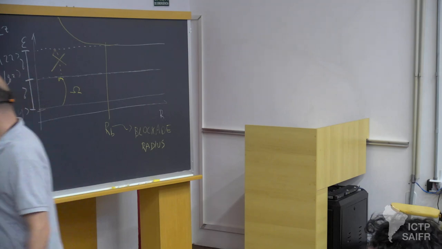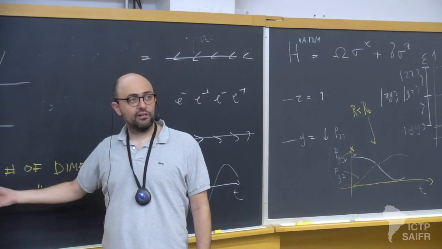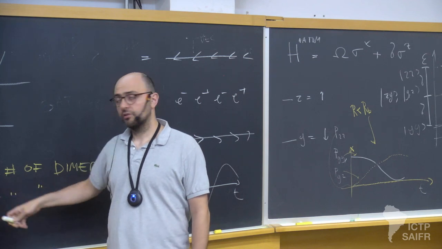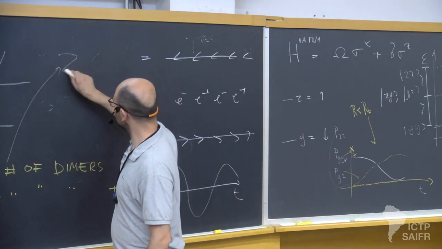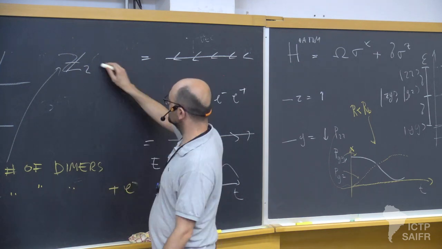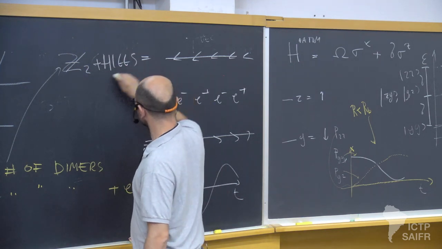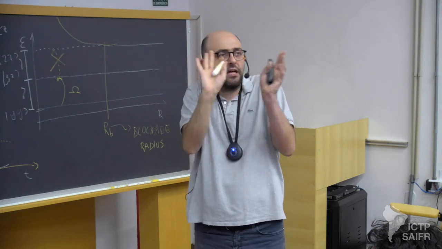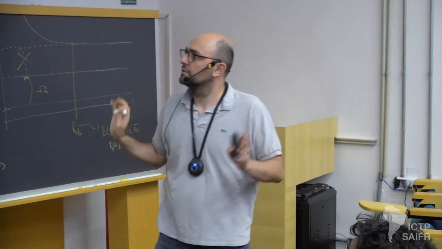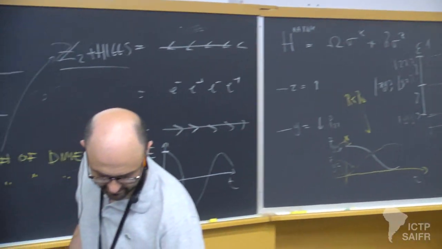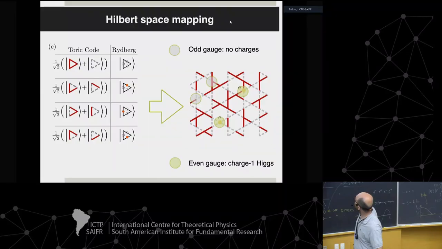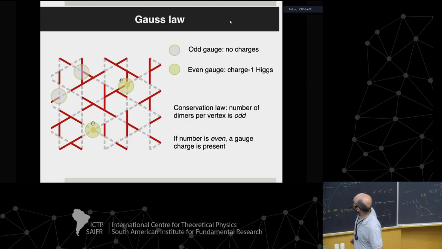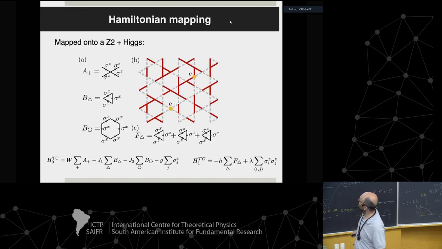What type of Gauss law is this? It's not a conservation of particle number. It's a conservation of parity. So the Hilbert space looks like the Hilbert space of a Z2 theory with matter, Z2 plus X. And we are saying this just based on the mapping of the Hilbert space. We have not written down any formula, any Gauss law, and I will not be doing it. These are the charges. And this is what I just told you: the number of dimers per vertex is odd. If the number is even, a gauge charge is present. Okay, blackboard, we have done our job.